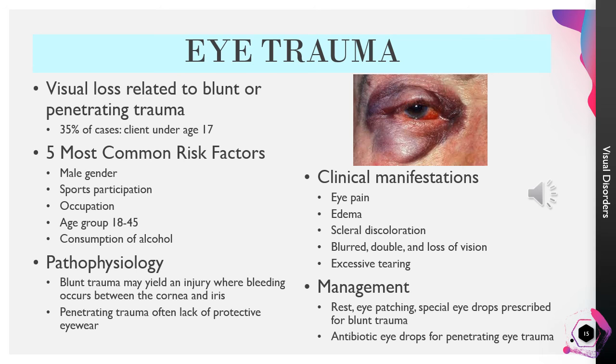Clinical manifestations are going to vary widely depending on the type of trauma and the extent of injury, but can include eye pain, edema, scleral discoloration, bruising, blurred or double vision, loss of vision, and excessive tearing. Following up with an eye care specialist is essential, and this is usually done on a frequent basis because close observation of an eye injury is very important to monitoring for proper healing and to prevent further damage, including hemorrhage.